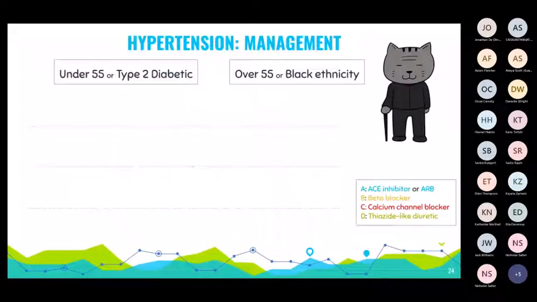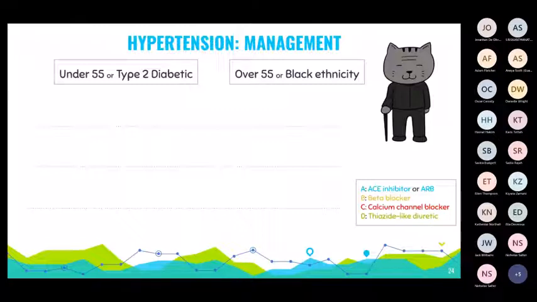Okay, so you'll have all seen something like this before. You divvy up your hypertension patients into young people and old people. And the young people get the same stuff as people who are type 2 diabetic, and the old people, and also people of Black ethnicity or heritage, they get the same treatment to start with.